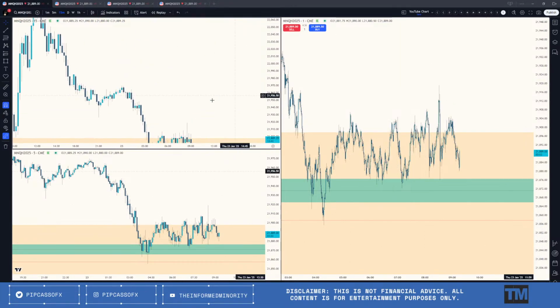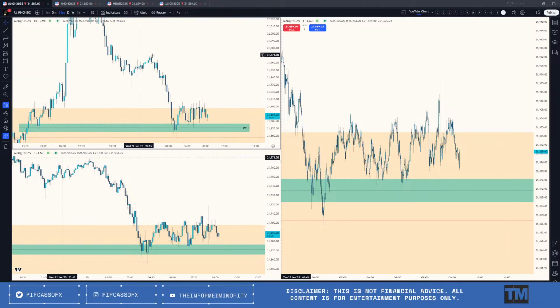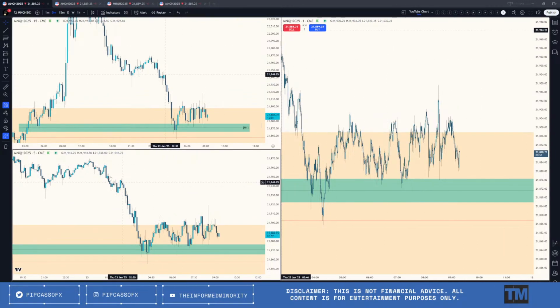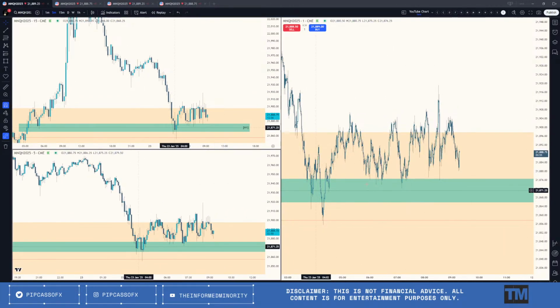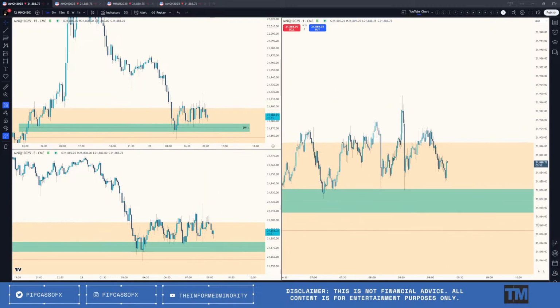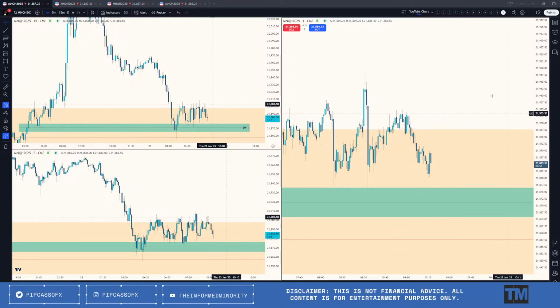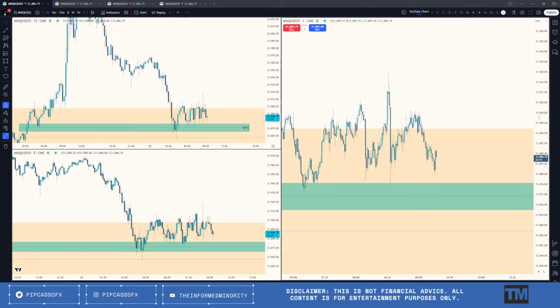So these are my levels. This is what I'm looking for. These look very, very smooth. Also up in here as well. So we'll kind of see what we're going to get when market opens. We do have a discount gap as well. Have to be wary of that.